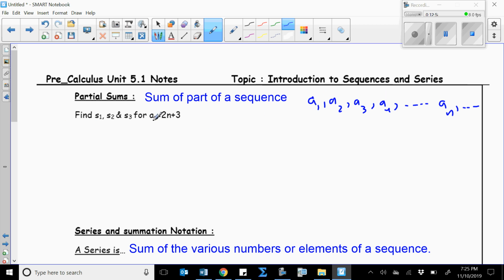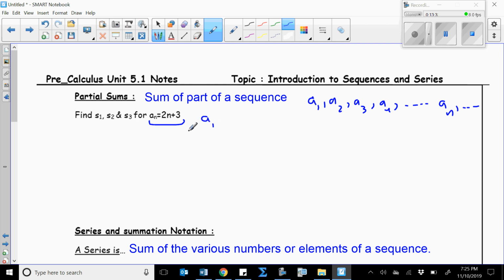So here in this example, we have a sequence whose general rule for the nth term is a_n equals 2n plus 3. And we want to find S1, S2, and S3. S1, S2, and S3 are actually partial sums. S1 is the sum of the first term, S2 is the sum of the first 2 terms, S3 is the sum of the first 3 terms of this sequence.